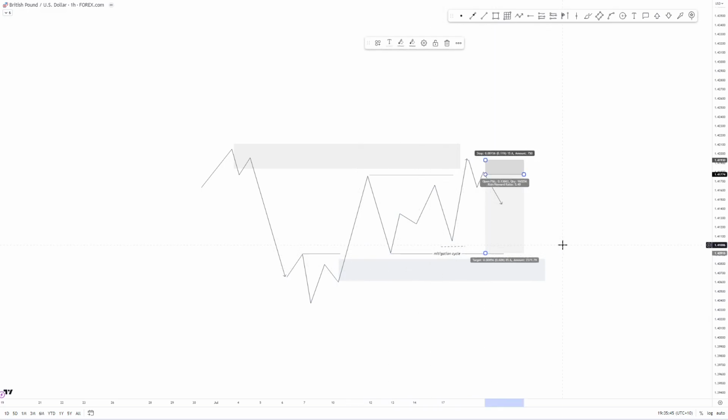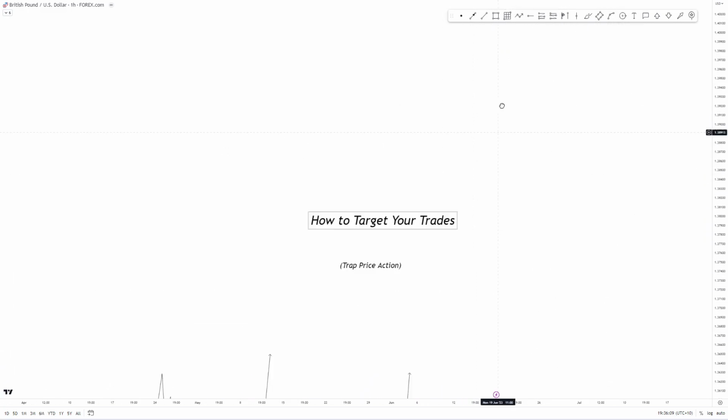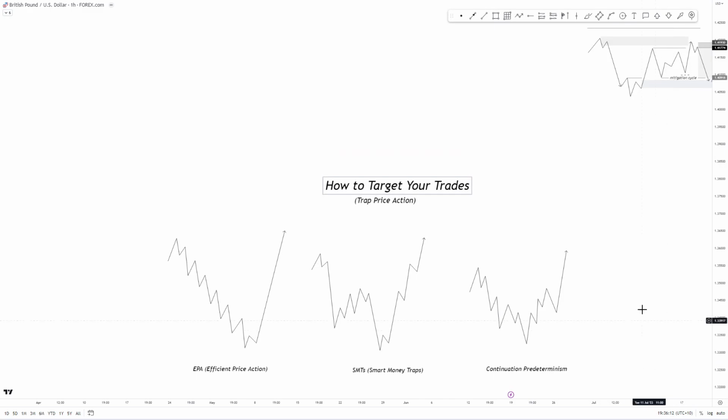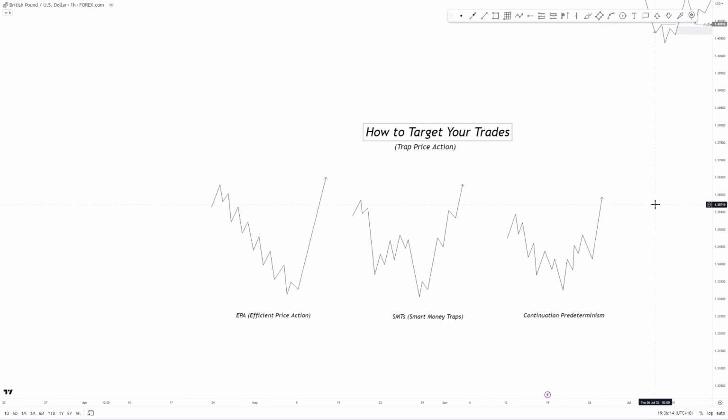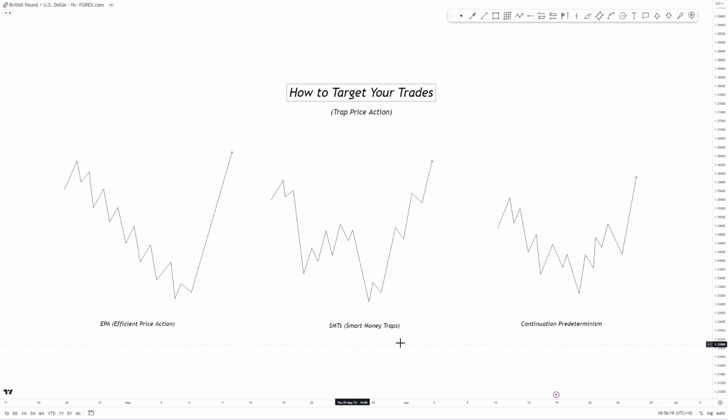But if we trade to the end of the mitigation cycle, that's trading to the EPA, okay? So if this takes profit, we can do the same thing. We can look for that next mitigation cycle, which will be somewhere up here, okay? But what we're realistically doing is we're taking our already mitigated price, okay? So I just wanted to show you that before we get into the actual examples of how to target the trades. There are three methods that are highly effective for doing that, and that's EPA, smart money traps, and continuation predeterminism.